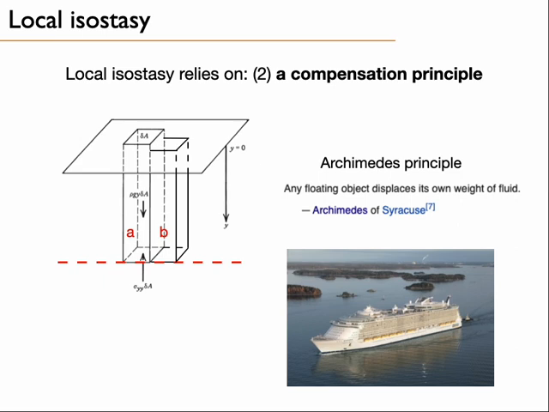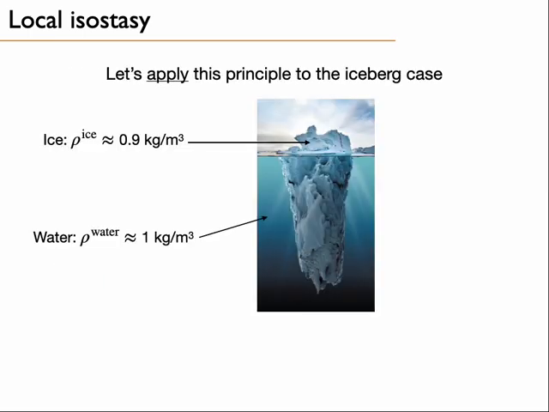So this is in fact the application of Archimedes' principle to the iceberg. Any floating object displaces its own weight of fluid. That's why boats are able to float on the sea, for example. The same applies to an iceberg, and the same will apply to some extent to the Earth. So let's apply this principle to the iceberg case.